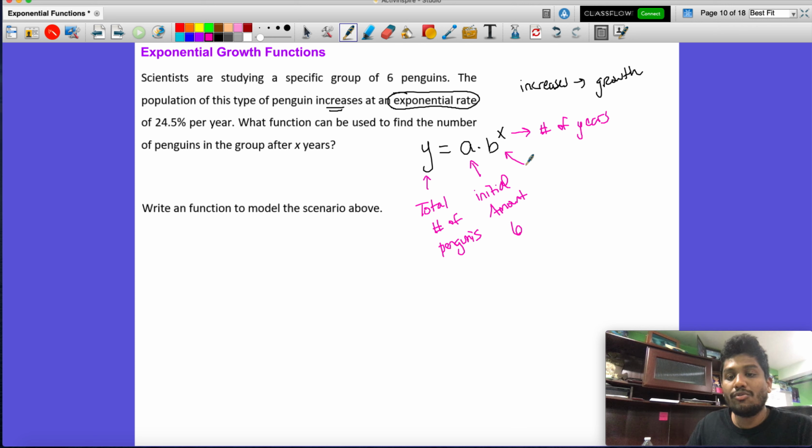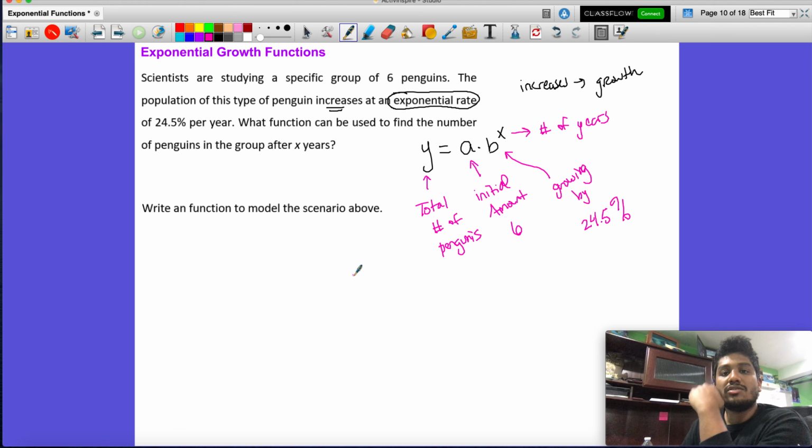And our growth rate, or our base, this is the amount that we're growing by. So we're growing by 24.5%. So the main thing that we have to do here is a little bit different, okay? We think of everything starting off at 100. That's how I think of everything. So think about everything starting off at 100%. No matter what you do, you're just giving 100%.